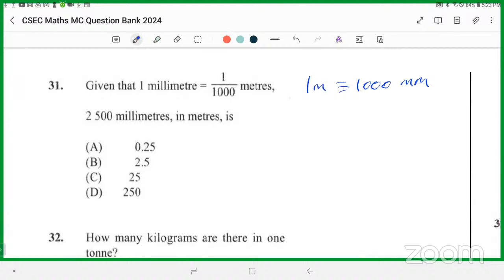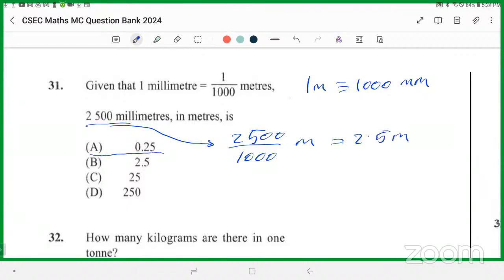And now they ask us, what is this in meters? So you see that to go from millimeters to meters, you basically divide by 1,000. So it becomes 2500 over 1,000 meters. To divide by 1,000, move the decimal point 3 places to the left. And so it's going to become 2.5 meters. So the answer is this one right here.